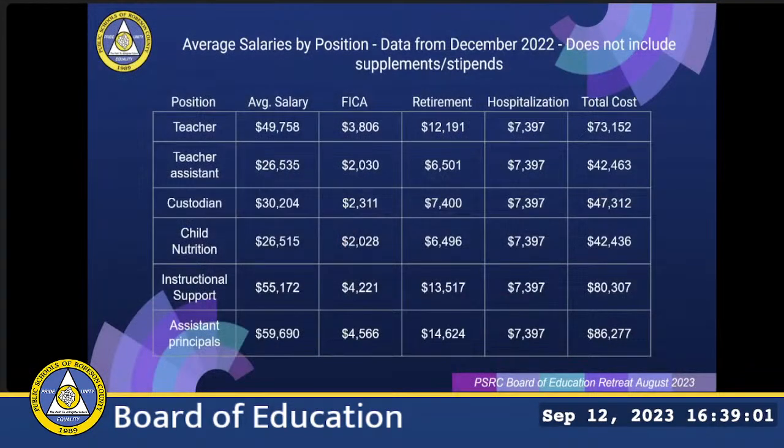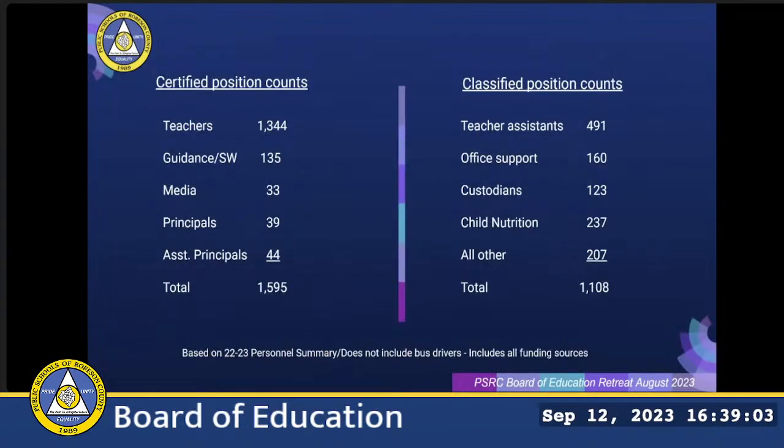Next slide, please, Cole. And then we just wanted to show some counts. This is based on the 22-23 personnel summary. We call it the SS200 that Human Resources provides to DPI based on certified and classified position types. As you can see, we have 1,595 certified positions. That includes teachers, guidance, social workers, media, principals, assistant principals, all licensed areas, and classified position counts: TAs, office support, custodians, child nutrition, and all other.